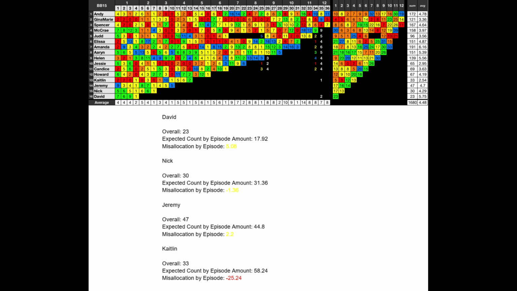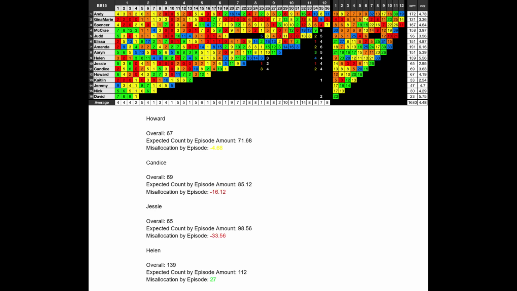We have our first underutilized contestant in the diary room section with Caitlin, where she has 33 diary rooms, and her expected count by episode amount is 58.24, meaning that she is missing 25.24, and that's the amount that she is misallocated by.